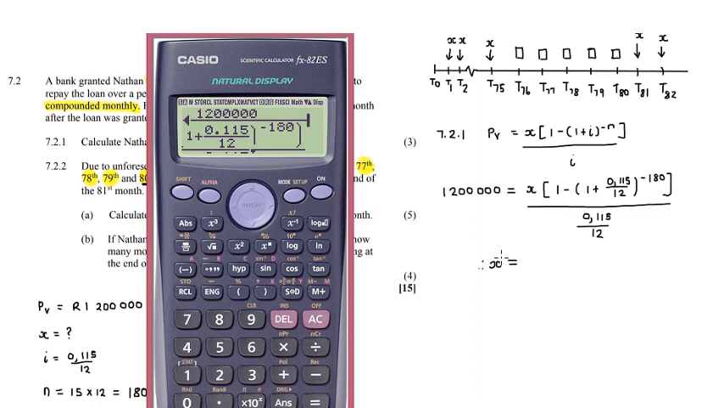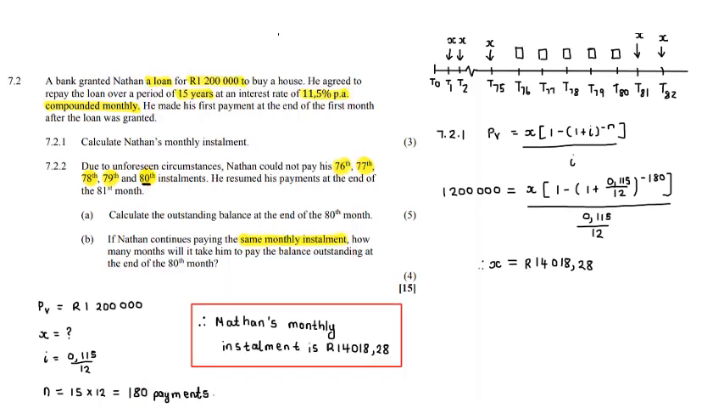And that works out to be 14,018 Rand and 28 cents. Remember that we are going to need this value, so it's a good idea to just store it. I'm just going to store it in A, and it's there. So we're just going to make a note of that monthly installment on the screen as well.